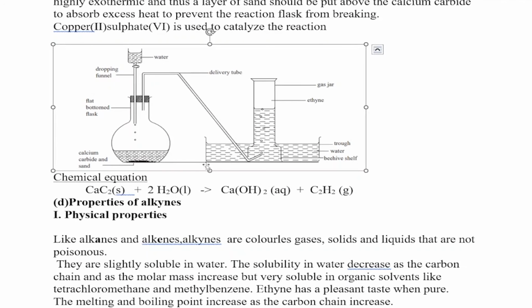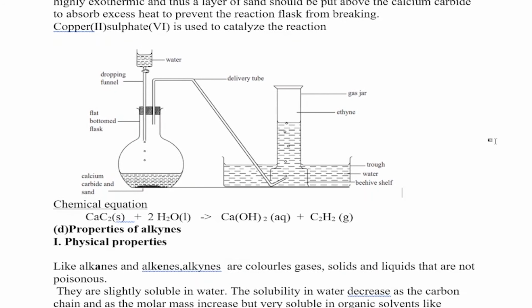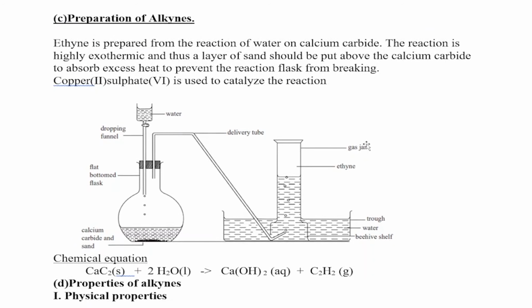If you look at the setup on the screen, this is the setup that is used to prepare the alkyne, the ethyne. There is calcium carbide mixed with sand. Then water is added from the dropping funnel. The reason why we are using the sand is because the reaction is highly exothermic. And therefore, this sand is put with the calcium carbide to absorb excess heat and prevent the flask from breaking. And copper(II) sulfate can be used as a catalyst in this particular reaction. And it is collected over water, because it is slightly soluble in water.